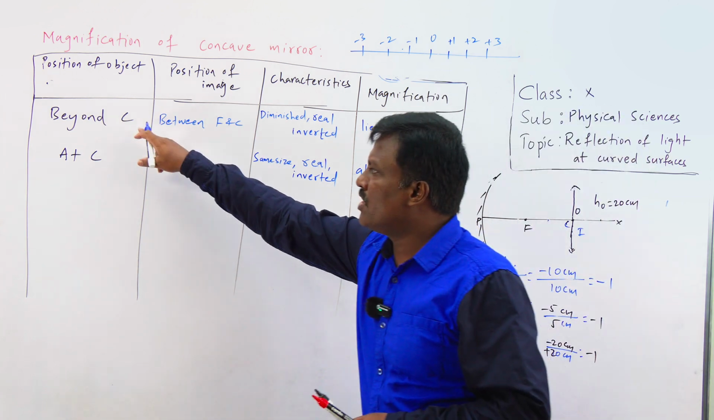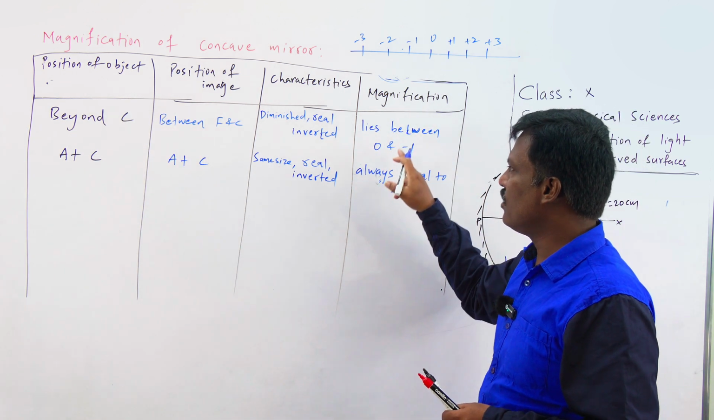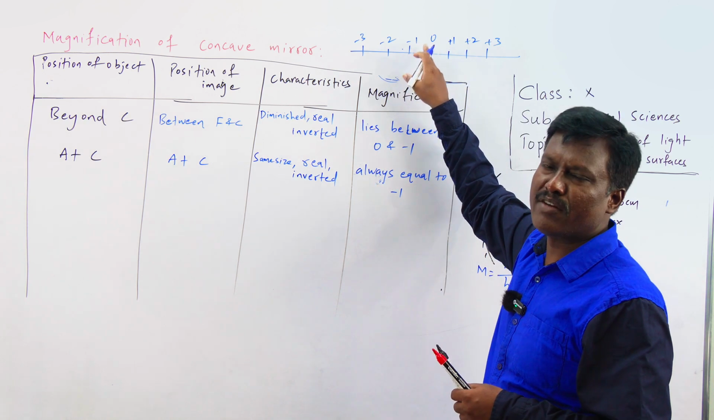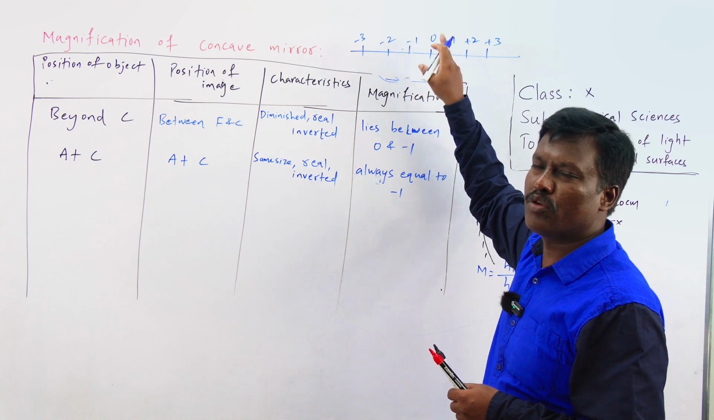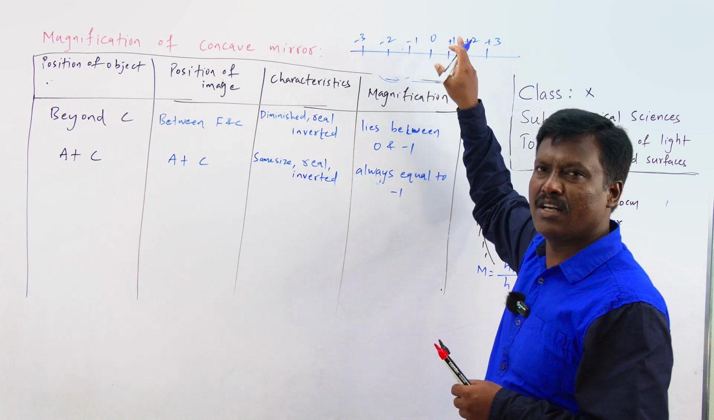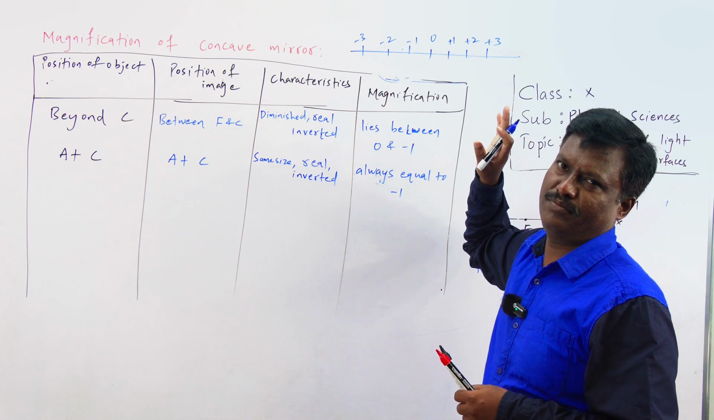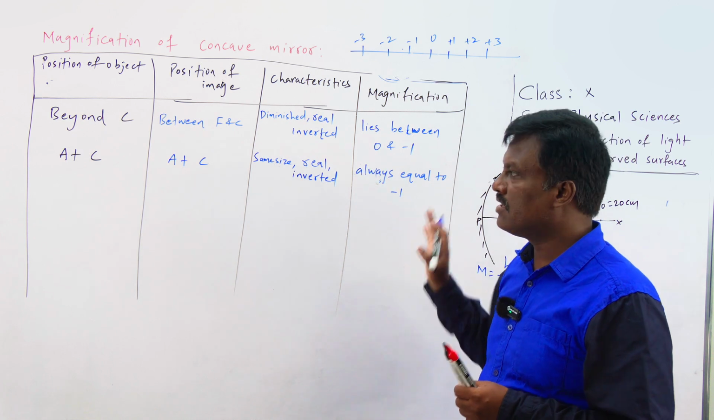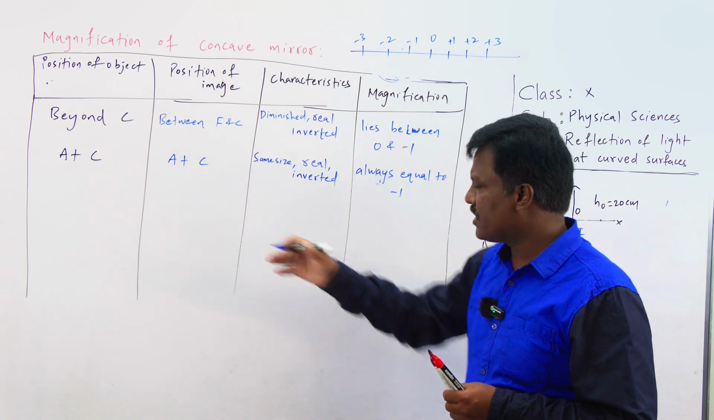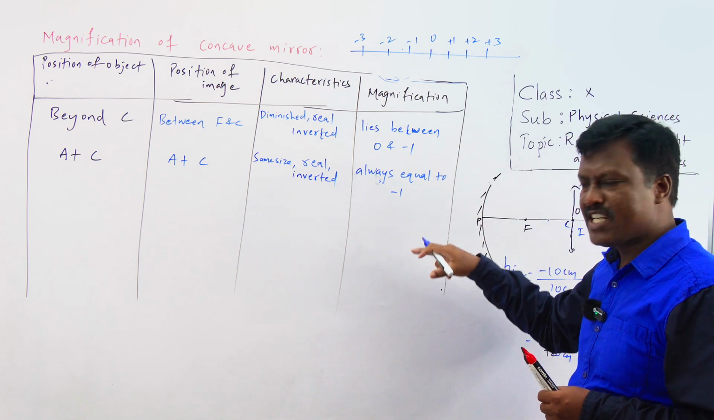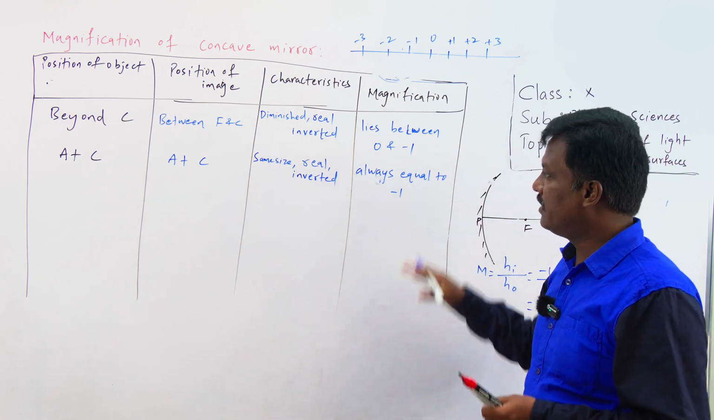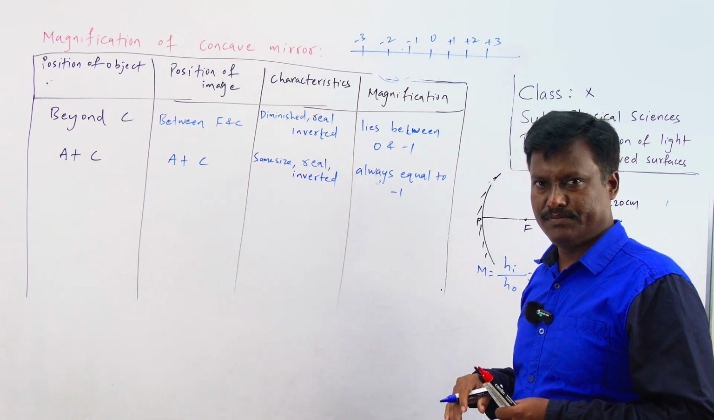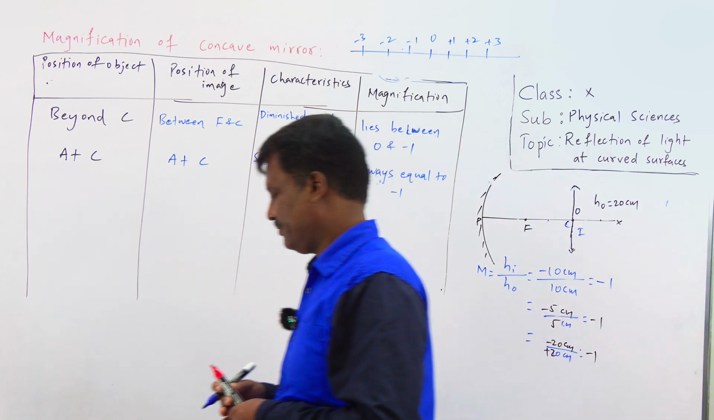If you place the object beyond C, what magnification values do you get? Between 0 and minus 1, any number is possible. Minus 0.3, minus 0.4, minus 0.5, minus 0.6. Any number is possible, but not equal to 0, not equal to minus 1. Between those two. So that is why you have to learn these. Whenever the object is placed at different positions, we get different magnification values. In exams, they will ask you to draw the ray diagram with these magnification values also. That is why you have to learn all these.